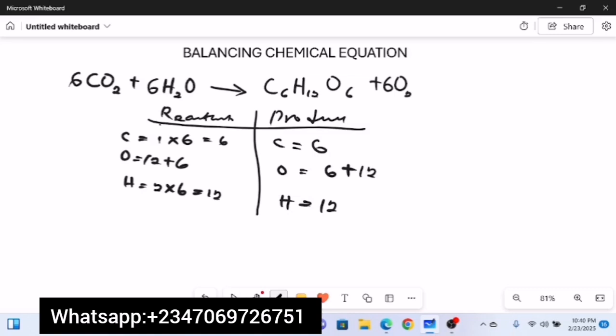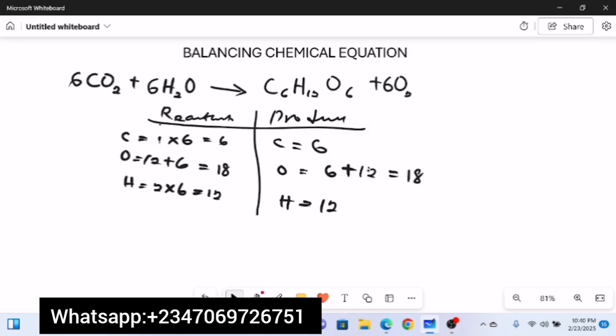6 plus 12 gives us 18 moles of oxygen. 6 plus 12 on this side also gives us 18 moles of oxygen. Hydrogen is 12. Hydrogen is 12. Carbon is 6. Carbon is 6. And the equation is balanced. So this becomes the balanced chemical equation for that given question.